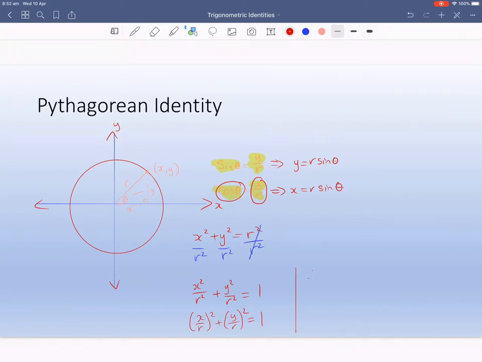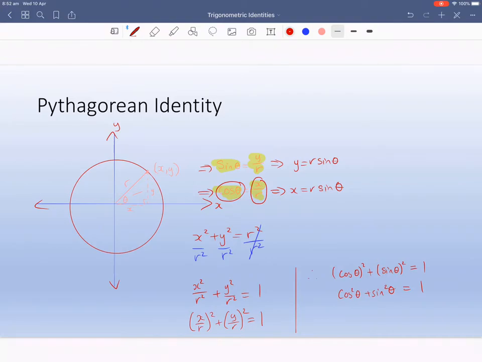And so therefore, and I'm going to put this in brackets, (cos theta) squared plus (sine theta) squared equals 1. So all I've done is substituted this knowledge in, okay? And I know how to write this in trigonometry. I don't write it with brackets. I'm just going to go cos squared theta plus sine squared theta equals 1, okay?